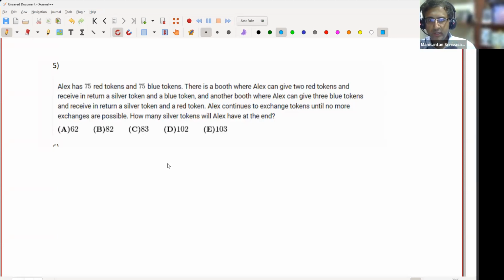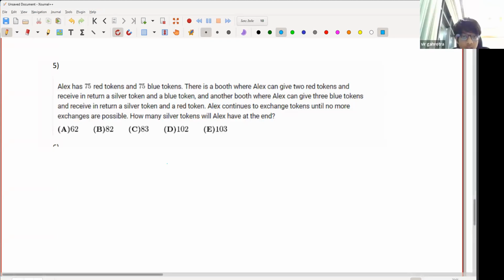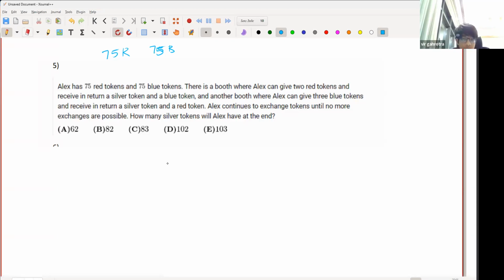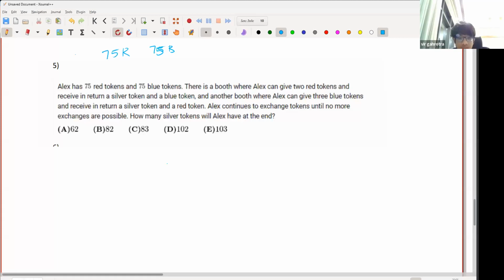Veer, can you explain how you do this? Yes. So what I did was I said that he starts with 75 red and 75 blue at the first stall. At the end of the first booth, he exchanges as many reds as possible, so he gets 1 red and 37 silvers, and he continues with the same number of blues. Next, he goes to a blue stall, and there he exchanges, and that process keeps continuing until eventually he's left with 1 red and 2 blues and 103 silvers.